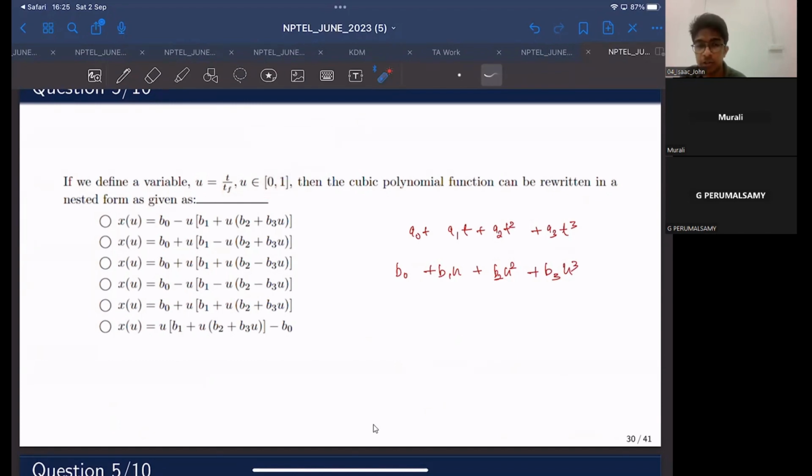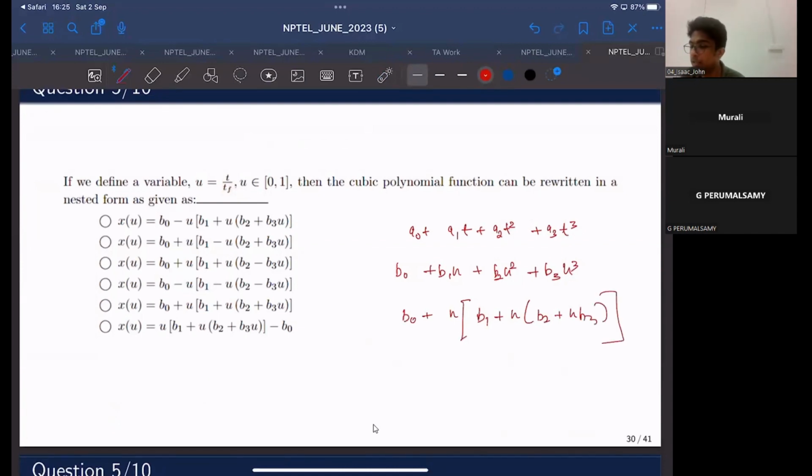And because we are using a change of variable, our new equation would look something like this. And we can write this equation in a nested form. Yeah, numerical instability. We can also use this in a nested form. That is something like b0 plus, if I take u as common factor, b1 plus, again, if I'm taking u as a common factor, it would be b2 plus u b3.